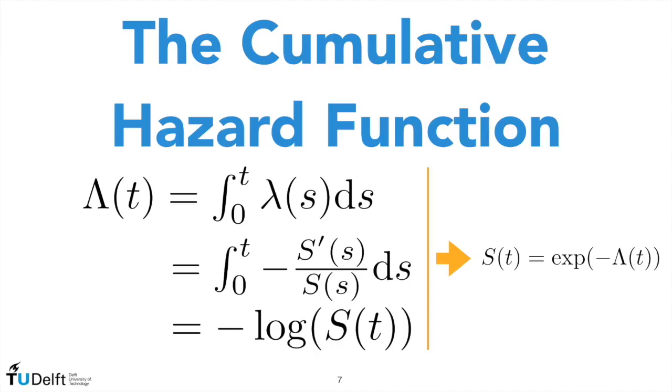Taking the integral of the hazard rate until time t, so from 0 to t, we can define the so-called cumulative hazard function. It's easy to see that there is a nice relationship between the survival function and the cumulative hazard function. In particular, the survival function is equal to the exponential of minus the cumulative hazard function.